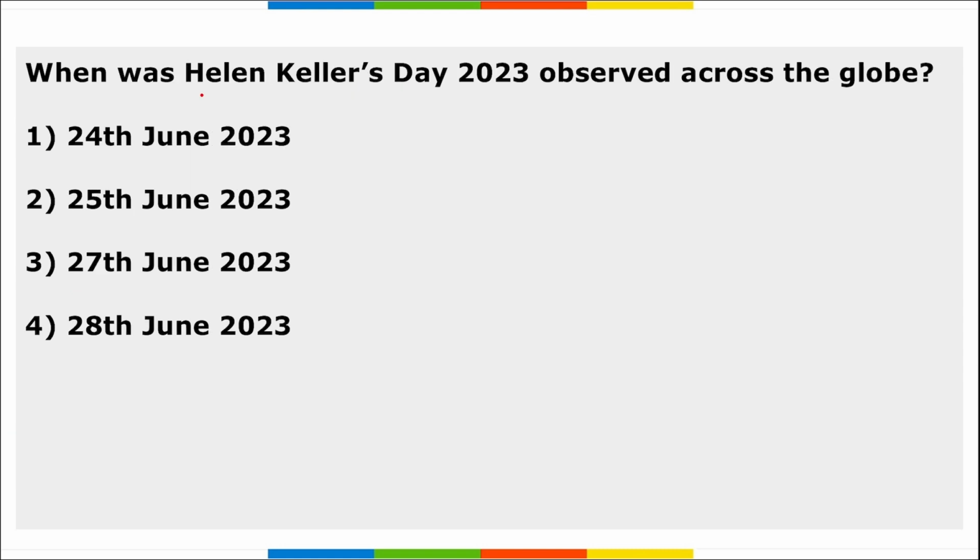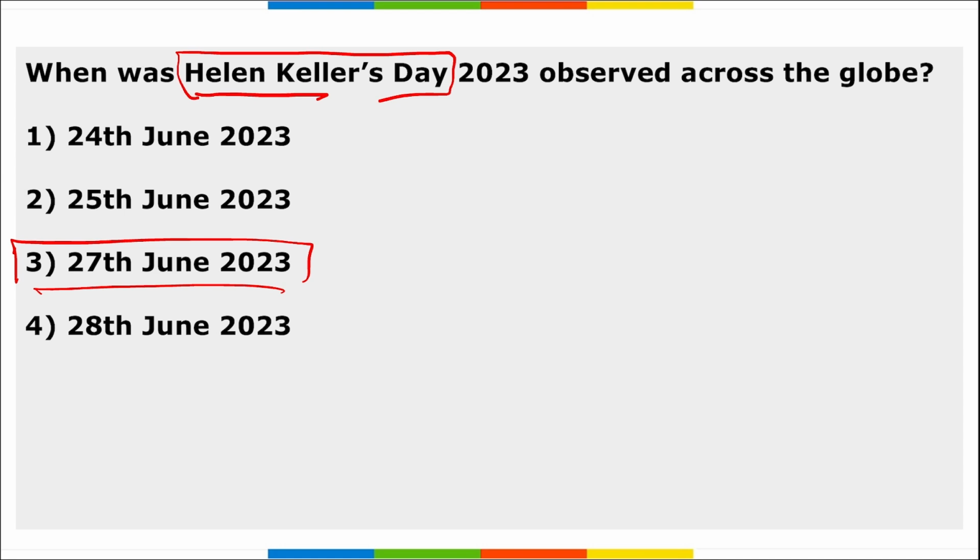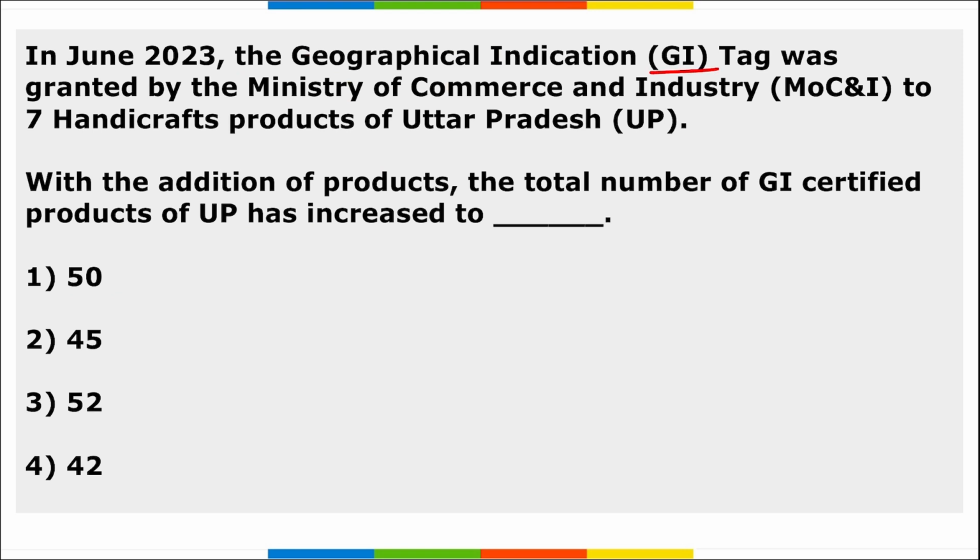Next, when was Helen Keller Day 2023 observed across the globe? This day is observed on 27th of June, right? And it is a day to celebrate the birth of Helen Keller. Although Helen Keller was born deaf and blind, she persevered in life and achieved her goals. She became a writer, published numerous books, founded the American Foundation for the Blind, and served as an advocate for people with disabilities. Correct?